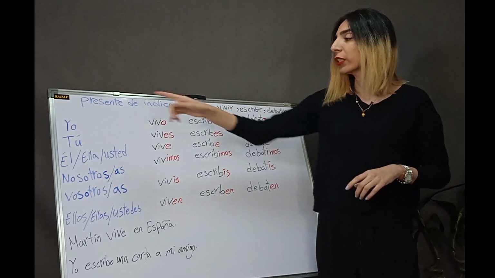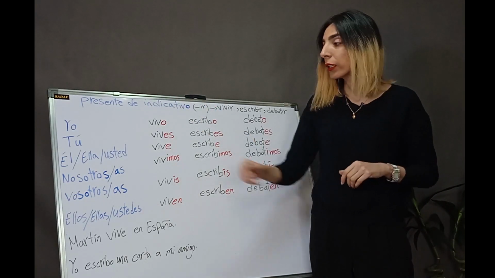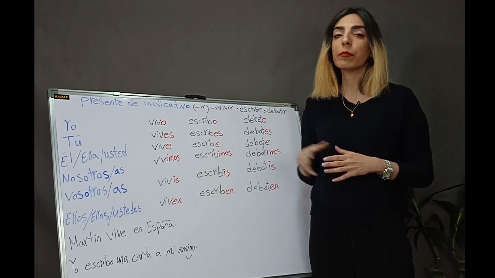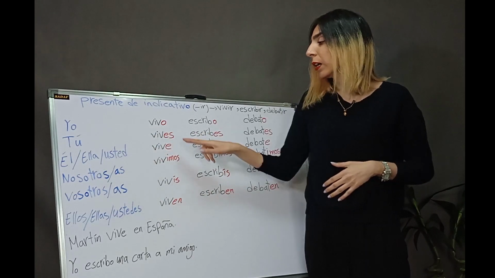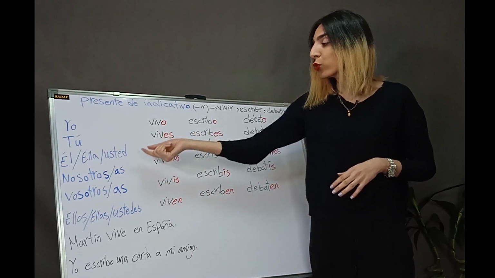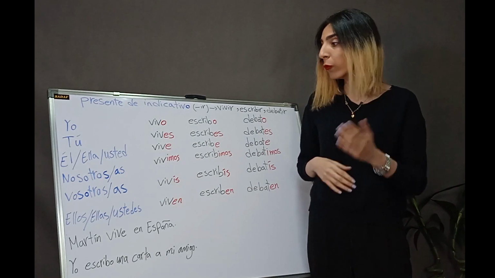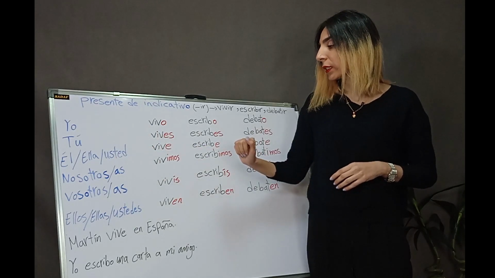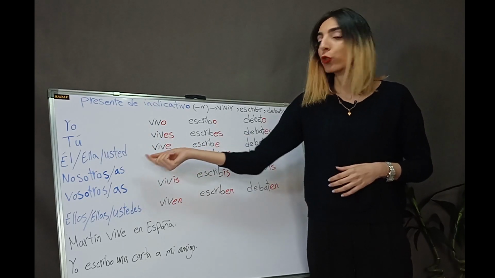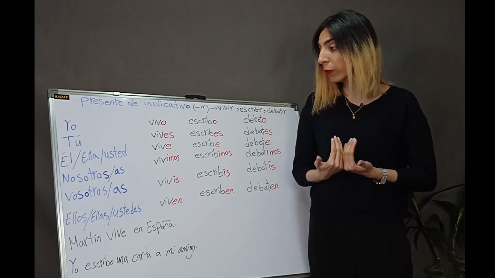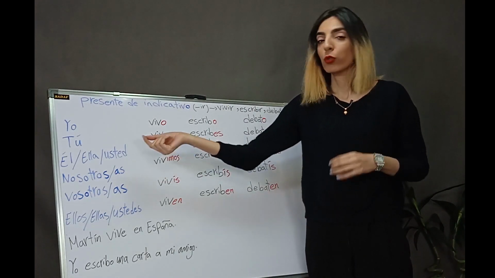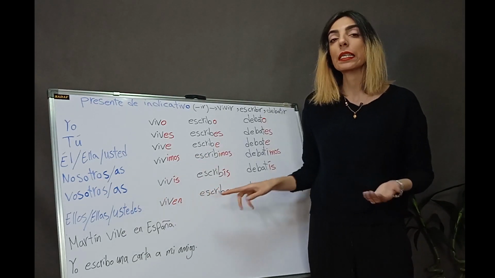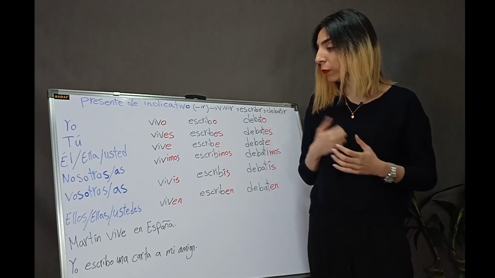So, yo vivo, I live. Tú vives, you live, singular. Él vive, he lives. Ella vive, she lives. Usted vive, you live, formal form and singular. Nosotros, nosotras vivimos means we live. Vosotros, vosotras vivís means you live, plural form.